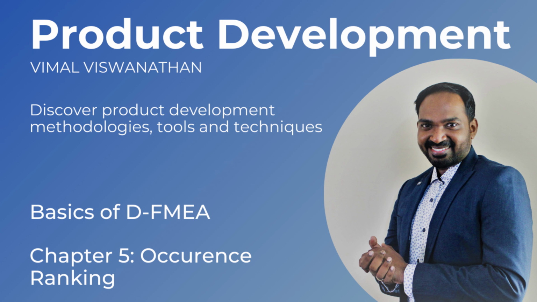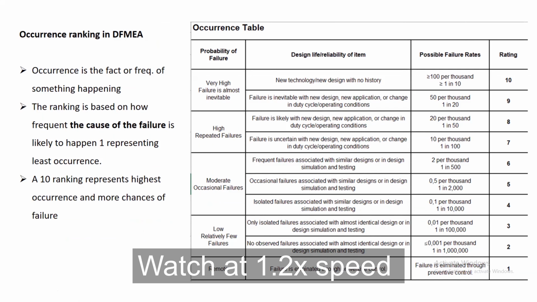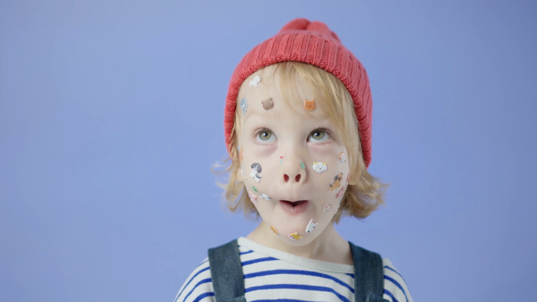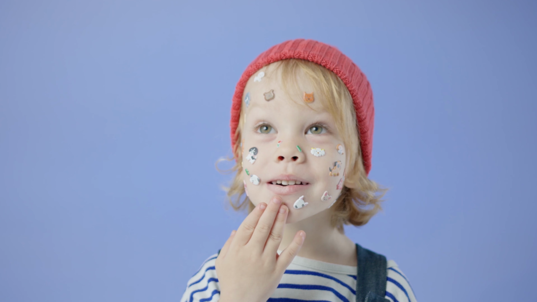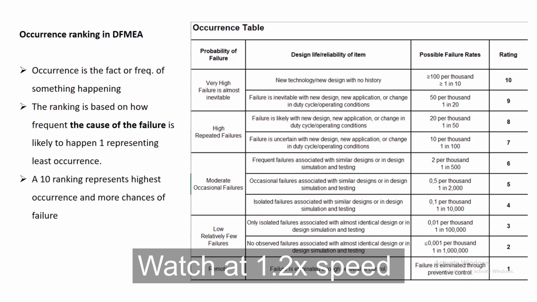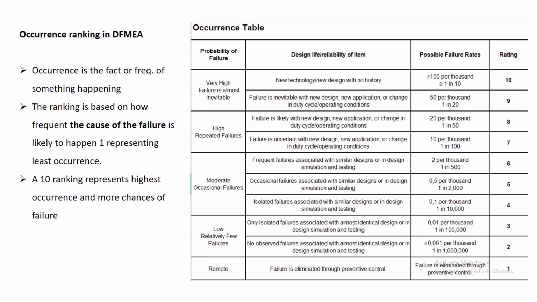Hello all, welcome to the continuation of the DFMEA basics training. Now let's see the second parameter in a DFMEA. There are many parameters, out of which we are looking into the main parameters, where we have seen severity. Now we are going to see occurrence.